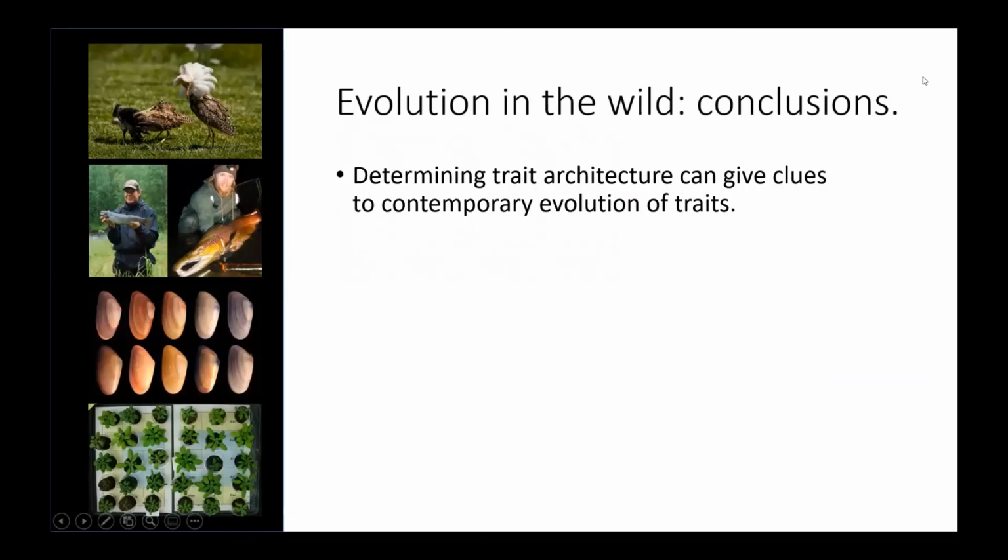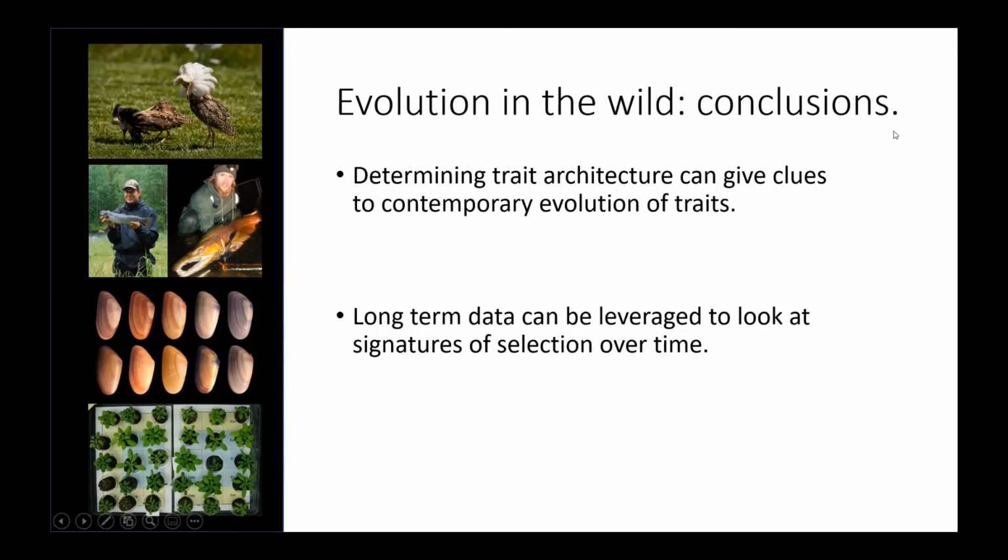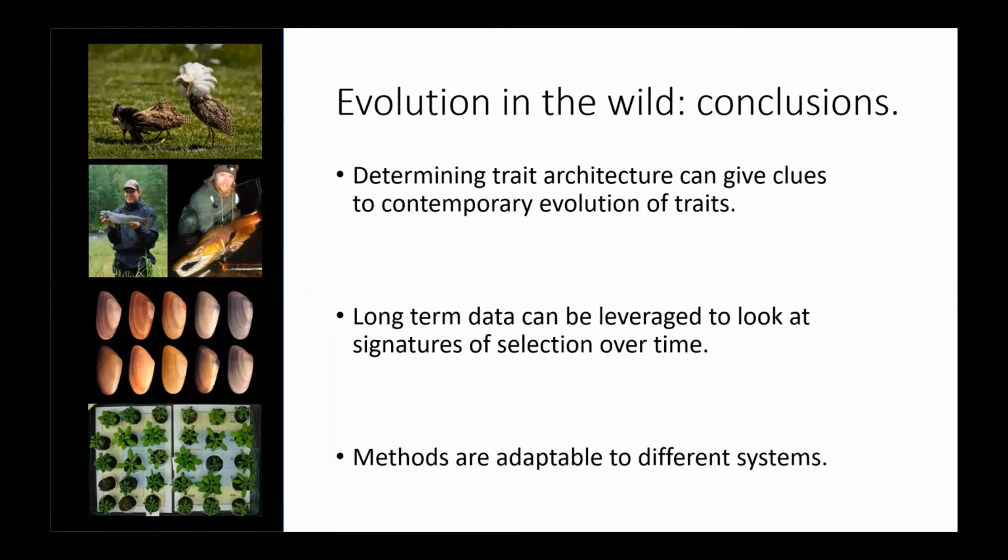So just to finish up, I hope that through this talk I've shown you that determining the genetic architecture of traits can really help give us clues into their contemporary evolution. But also, without phenotype, long-term data can be leveraged to look at signatures of selection over time, and particularly these differences in allelic transmission between generations. I think that different aspects of what we've done are adaptable to different systems. And indeed, if any of you feel inspired by any of the work that I've presented today, please don't hesitate to get in touch. I can chat now during this meeting or at any other time that's convenient for you.